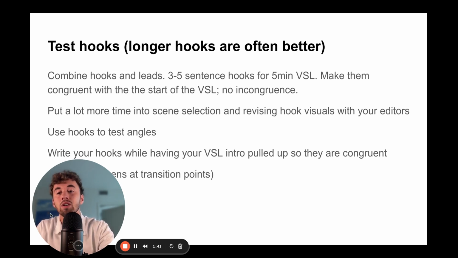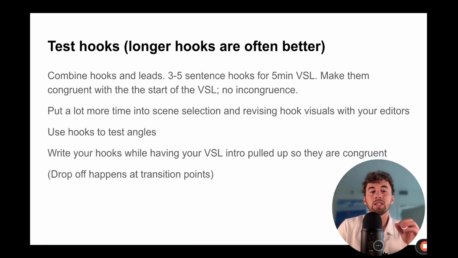Next is that you want to test hooks. So when you're testing hooks, I like to do a combination of longer and shorter hooks. That way I can combine the leads into my hooks to make them that much more congruent. Because remember, the drop-off in viewership happens when there's transitions between the hook and the lead and the VSL. So to get rid of that, you want everything to be one cohesive whole.